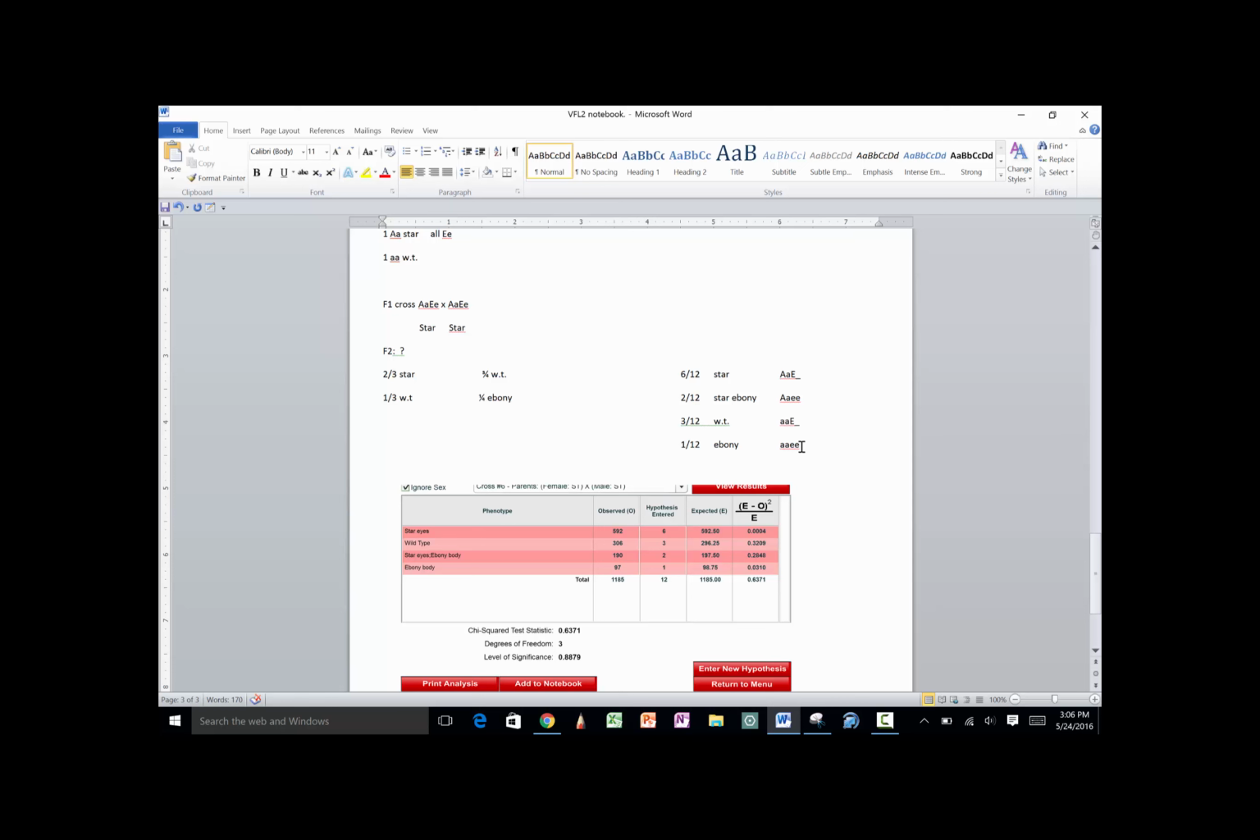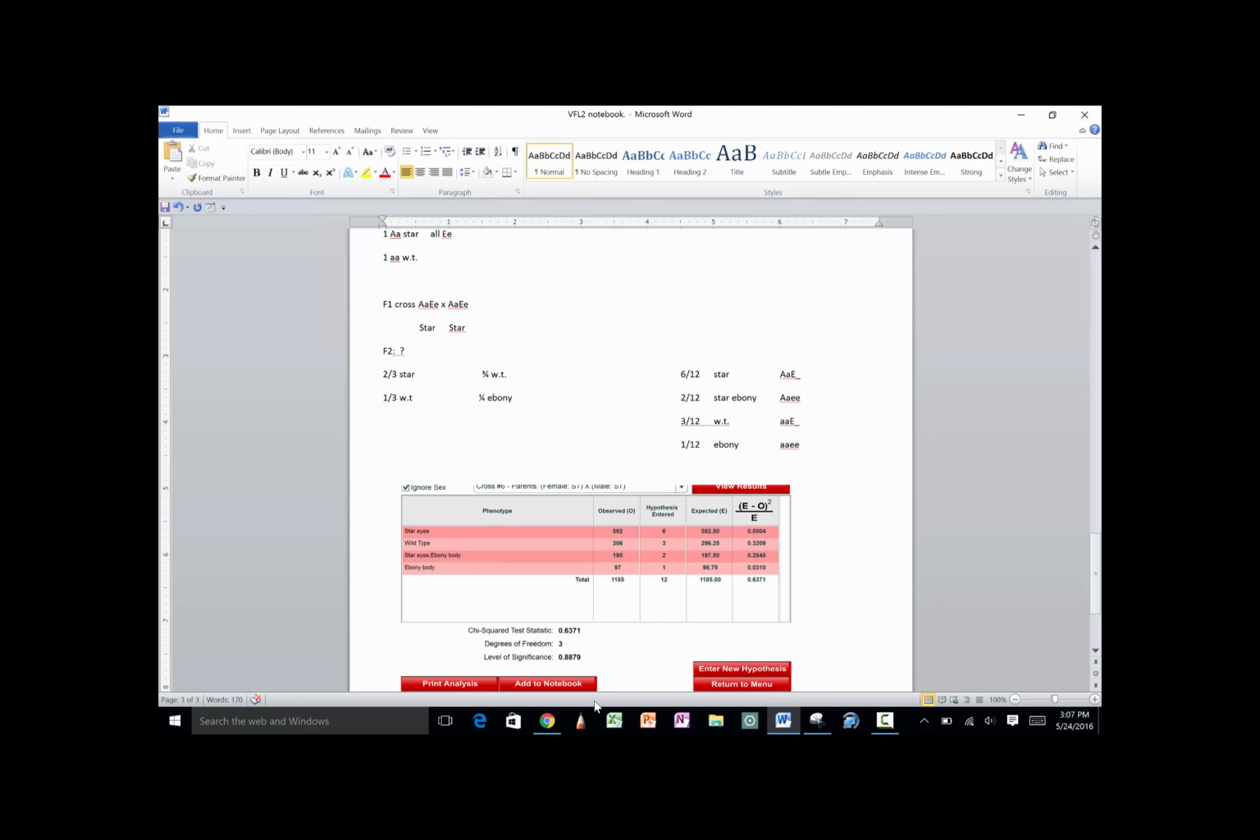VFL3 is where we start to say, whoops, look, there's no independent assortment. Just a little hint: that means genes are linked, and when genes are linked, we do test crosses, because I can't remember if VFL3 has you do a dihybrid cross, but if you do a dihybrid cross with linked genes, it's crazy. When I do the VFL3 video, I'll show you that. All right, so that's cool. So we just did ebony and star, and figured out what's going on with ebony and star.